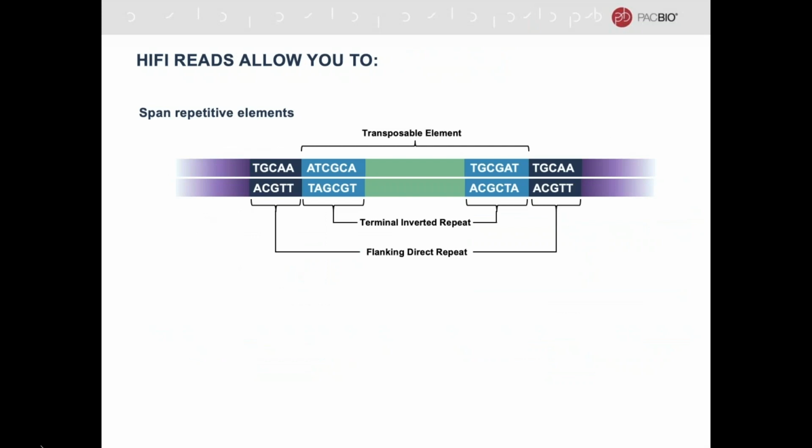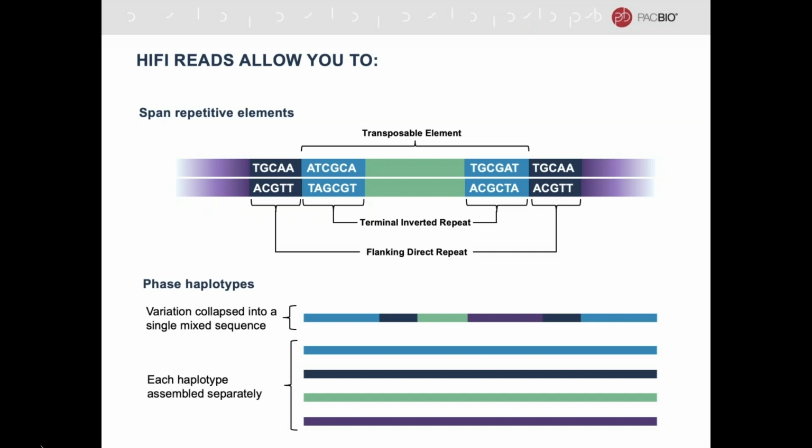So with these HiFi reads, you're able to span those repetitive elements that we briefly discussed. And this can be any type of repetitive element, whether you're interested in transposable elements or flanking direct repeats, terminal inverted repeats. Because these reads are both very long and highly accurate, we have no issue spanning those repeats. And then one of the key benefits is that you're also going to be able to phase those haplotypes. With short read data, everything's going to be collapsed into a single mixed sequence. But with HiFi PacBio data, each haplotype is going to be assembled separately, so you get the most complete picture of your genome.